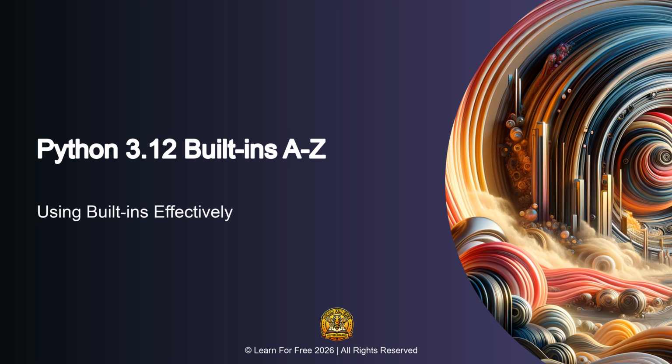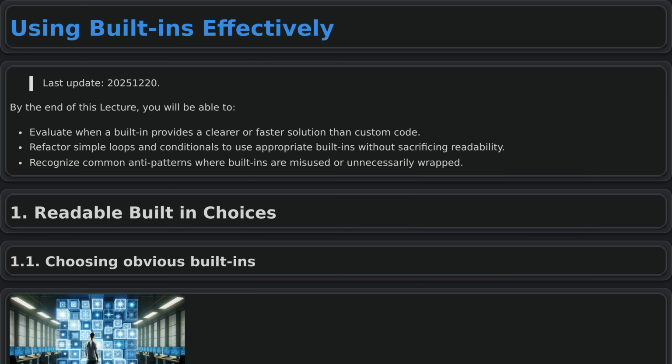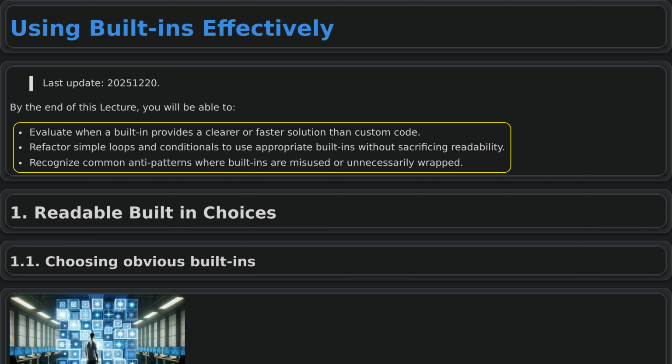Module 1. Lecture C. Using built-ins effectively. By the end of this lecture, you will be able to evaluate when a built-in provides a clearer or faster solution than custom code, refactor simple loops and conditionals to use appropriate built-ins without sacrificing readability, and recognize common anti-patterns where built-ins are misused or unnecessarily wrapped.